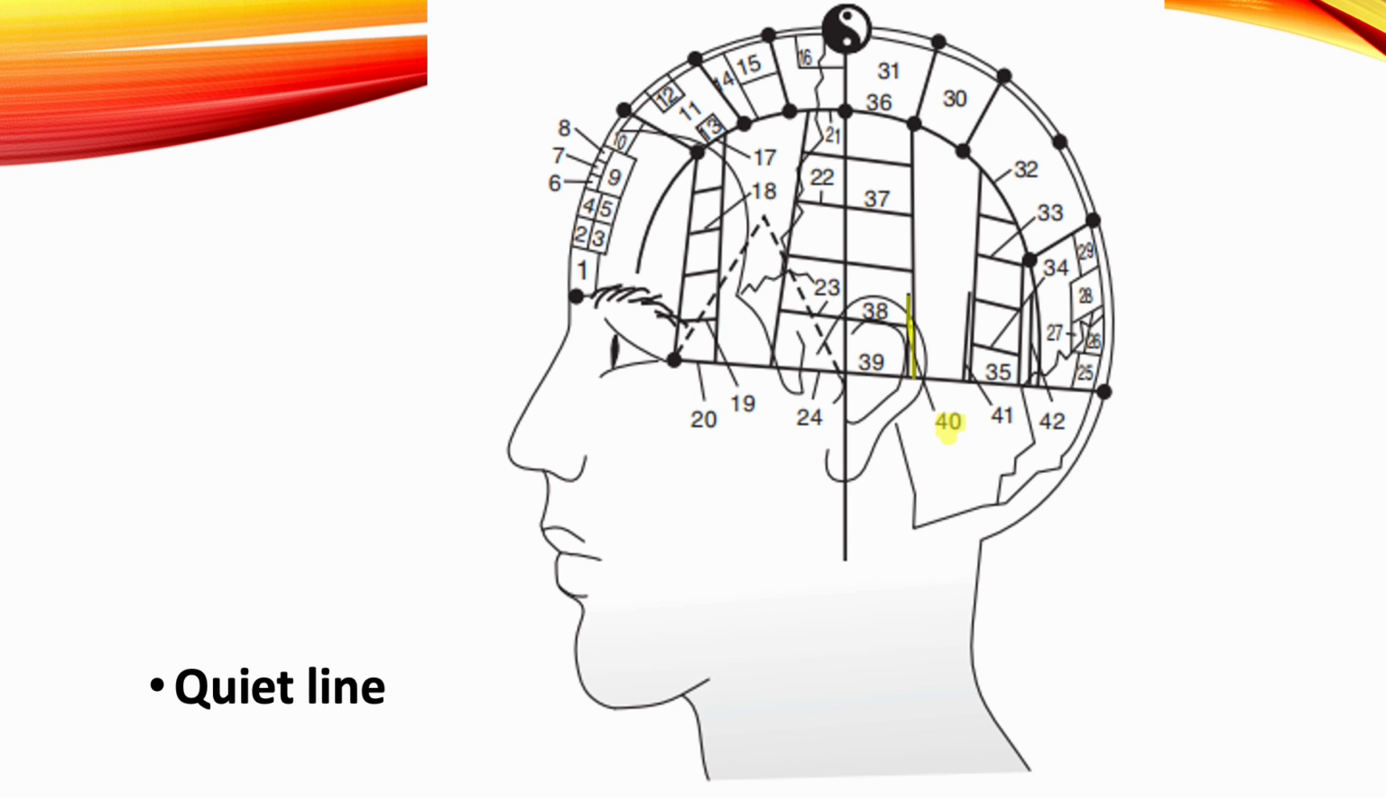Quiet line, number 40. Anterior dividing point extension line that functions to calm the xian. Wind line, number 41. Middle dividing point extension line that functions to expel wind and release the exterior. Blood line, number 42. Posterior dividing point extension line that functions to invigorate blood.